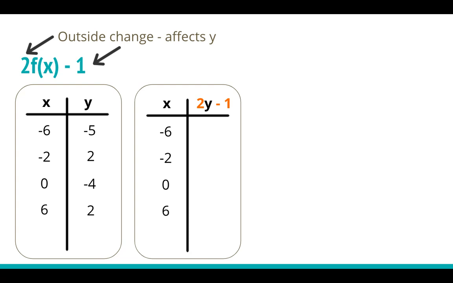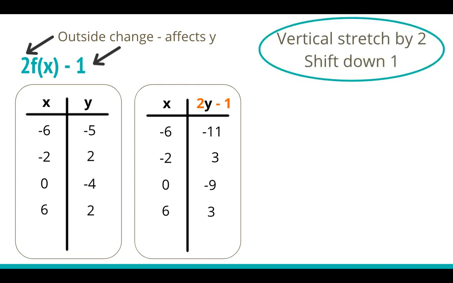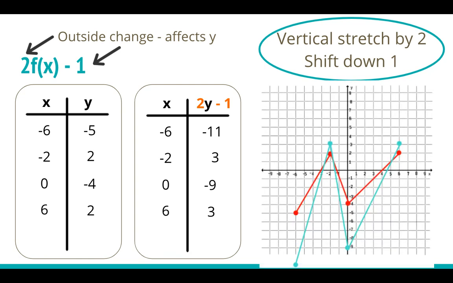2 times -5 minus 1 is -11. 2 times 2 minus 1 is 3. 2 times -4 minus 1 is -9. And lastly, 2 times 2 minus 1 is 3. So this is a vertical stretch by 2 and a shift down 1. And here's what the graph looks like. So if you notice, the graph has been shifted down and vertically stretched.